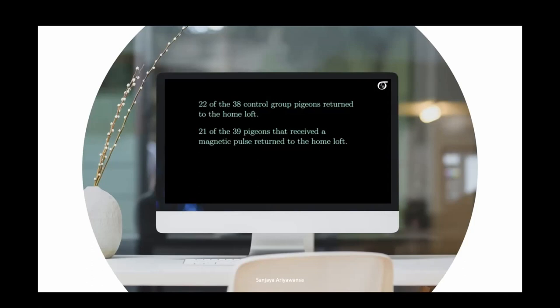In experiments, people often take the difference as the treatment group minus the control group, so I'm going to call the magnetic pulse group Group 1 and the control group Group 2. But it doesn't really matter which group we call Group 1, as long as we remember which group is which.